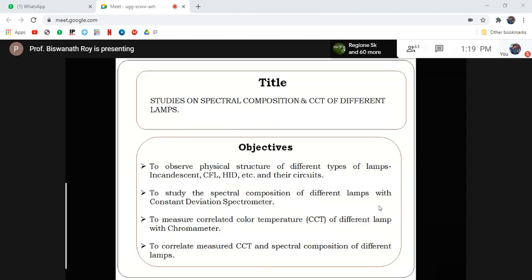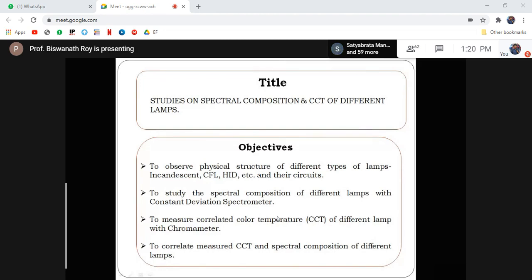So these are the following objectives: to observe the physical structure of different types of lamps, CFL, which stands for compact fluorescent lamp, HID, which stands for high intensity discharge lamp, and their circuits; to study the spectral composition of different lamps with a constant deviation spectrometer; to measure correlated color temperature, henceforth we call it CCT, of different lamps with a chromometer; and to correlate the measured CCT and spectral composition of different lamps. So these are the 4 objectives of the experiment.